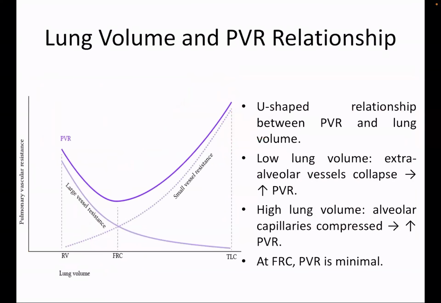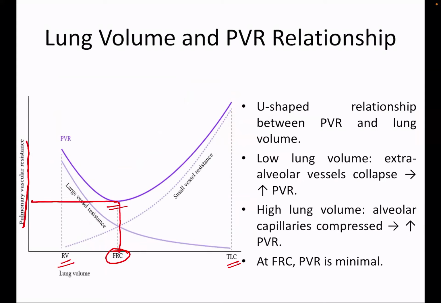Now coming to the lung volume and PVR relation. I already have said this. So the graph, as we can see, is U-shaped. This is at the residual volume and this is at the peak of the lung capacity. And this is the FRC. And here we see the pulmonary vascular resistance is lowest at the FRC.